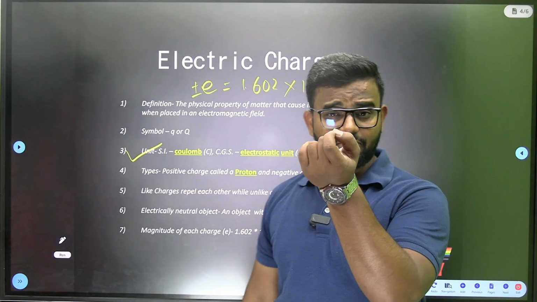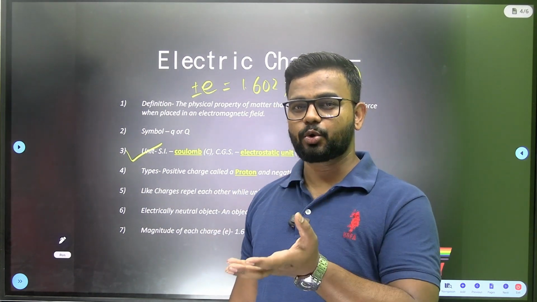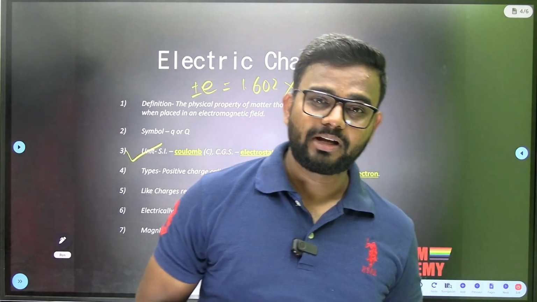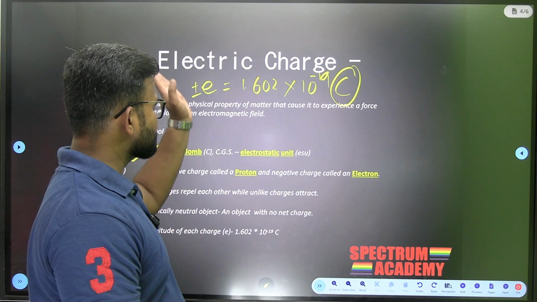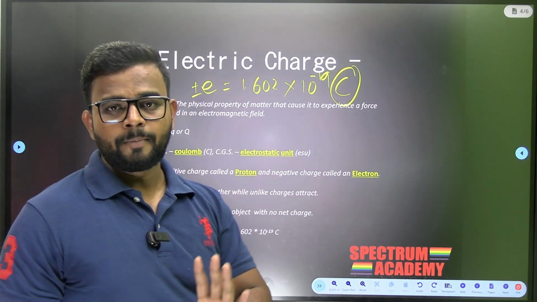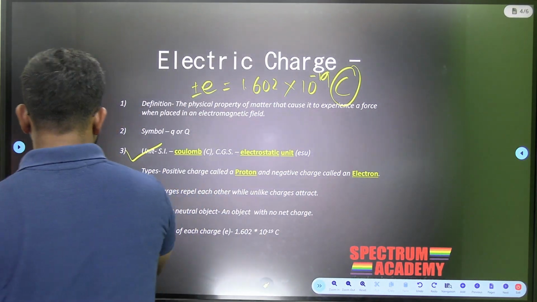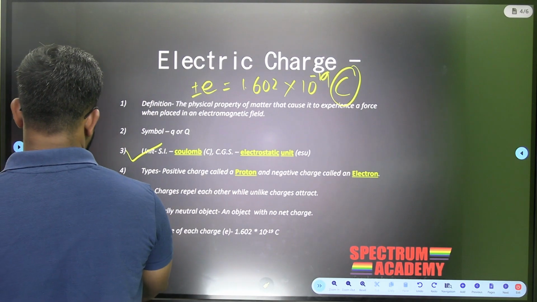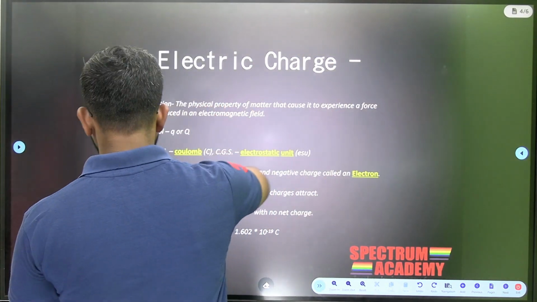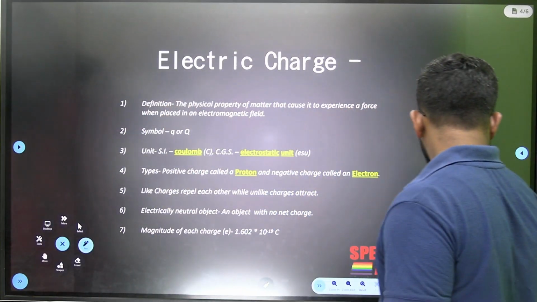So if you have a single proton, it carries 1.602 into 10 to the power minus 19 coulomb, or if you have an electron, then the magnitude will be minus 1.602 into 10 to the power minus 19 coulomb. So that was about the magnitude of either electron or proton. I hope it's clear to you. Now let us move on to the next slide.